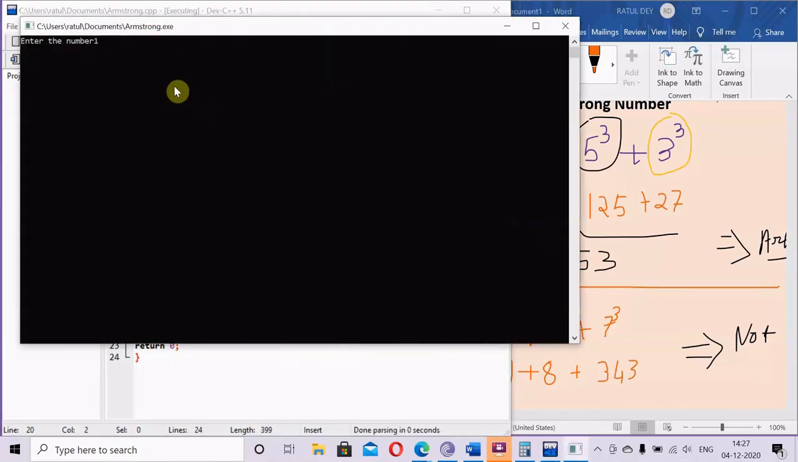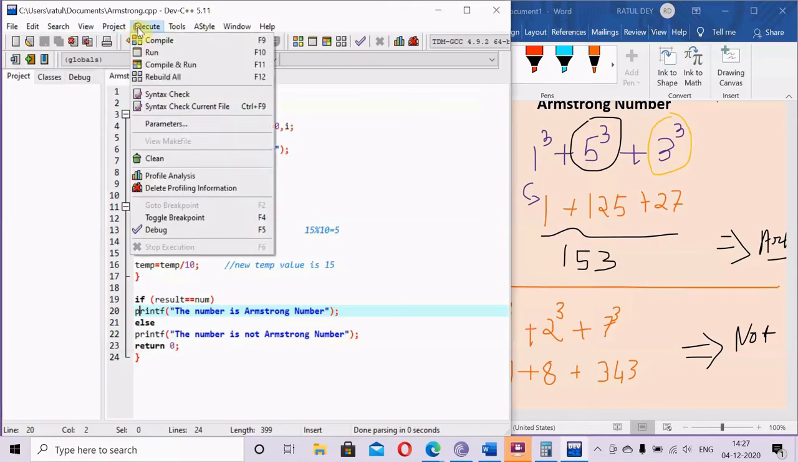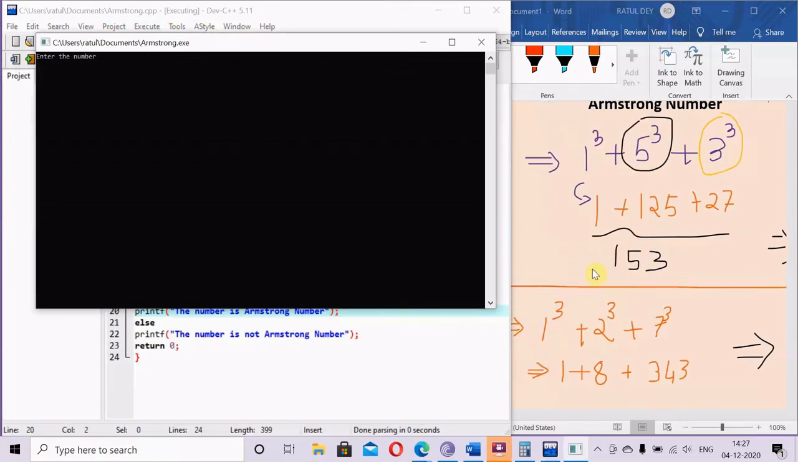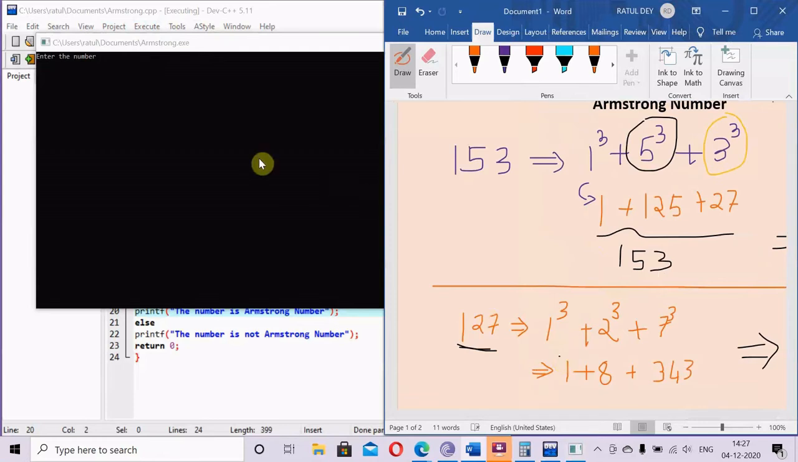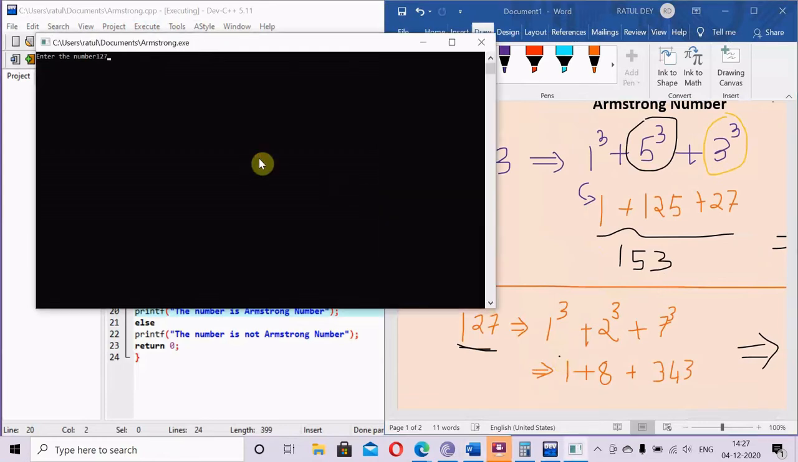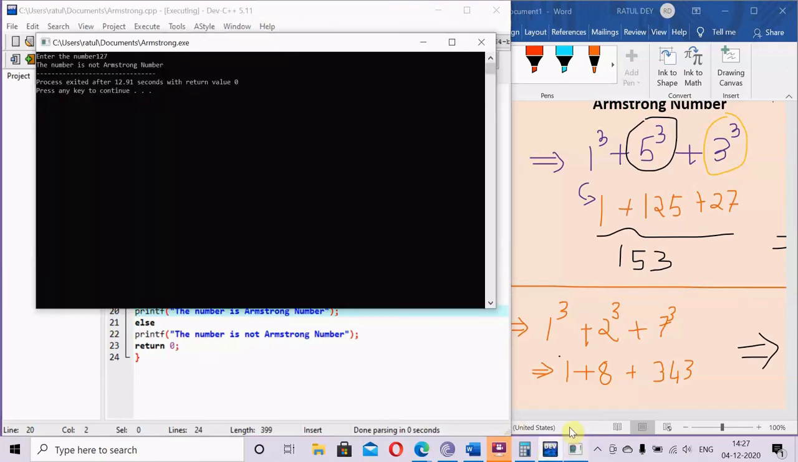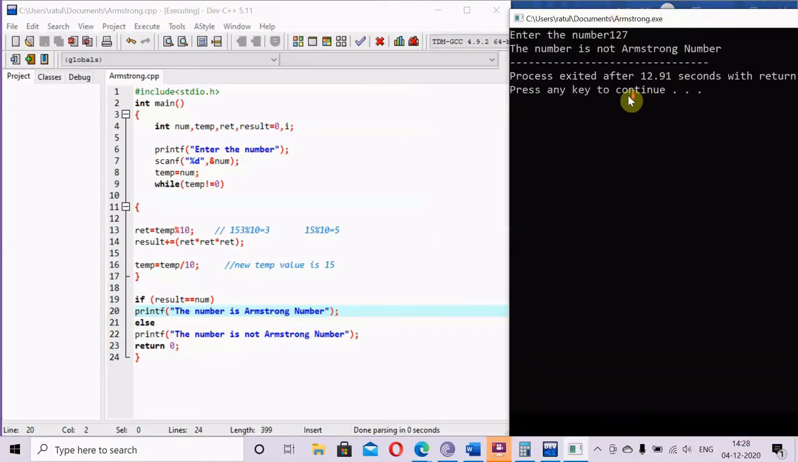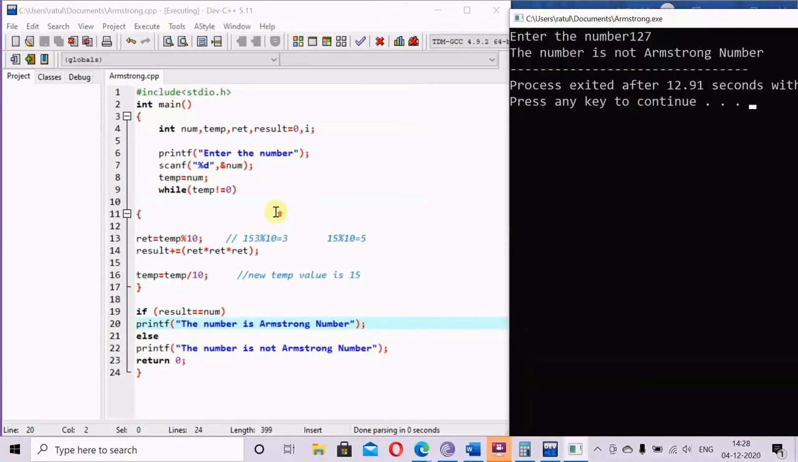You can see here, if I give 153, this is an Armstrong number. And if we execute, compile and run and give the number 127, you can see this is not an Armstrong number. I hope it is clear to all of you. I am sure about the code and the output, so you can use this. I hope it is clear to all of you.